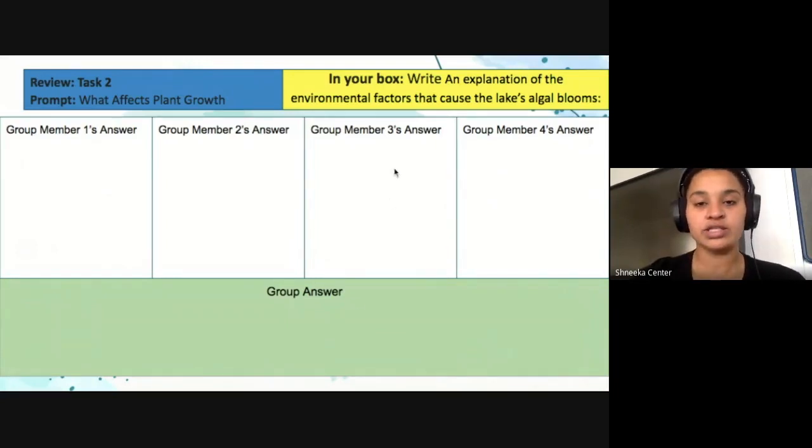Now, in your box, you're going to write an explanation of the environmental factors that cause the lake's algal blooms. So think about what caused your plant to grow or not grow. Include some of those ideas in your answer. When you're finished writing your answer, it's time to come up with a group answer. Remember to use the similarities between all of the group members' answers and include that in your group answer.